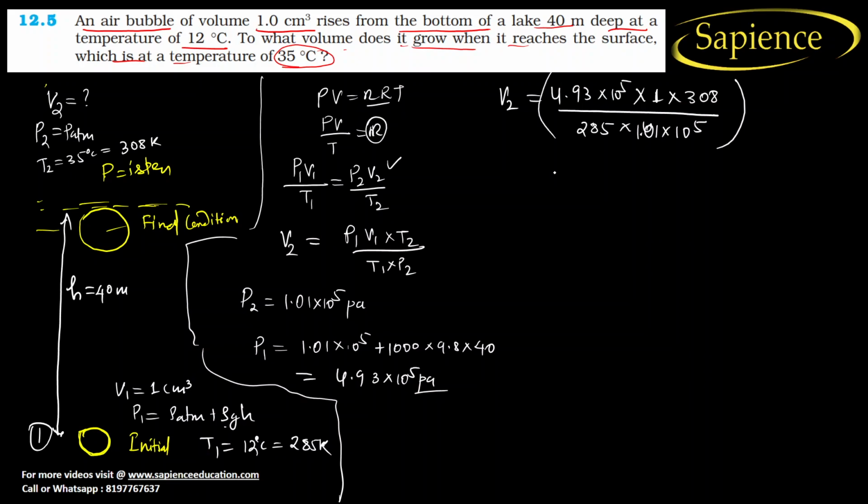Now the calculation is required. If we do each and every calculation, our volume V2 will be approximately equal to 5.3 cubic centimeter. So I hope this was the required result for us. You will get the proper answer from here, and I hope you have understood this question. Okay.